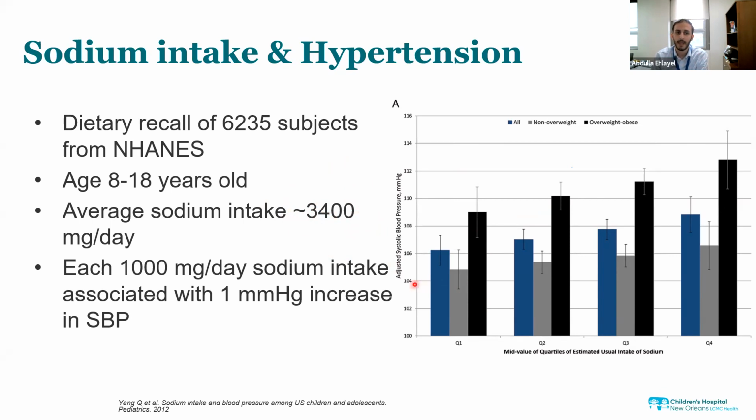And in this group, you can see on the x-axis, this is the usual intake of sodium. So the more you go to the right, the higher sodium intake, and this is their systolic blood pressure. And you can see that the blood pressure increases as the sodium intake increases. It's even more dramatic if you compare non-overweight to the obese and overweight children. They tend to have significantly higher blood pressure. With this study, they found that every time you reduce the sodium intake by 1,000 milligrams per day, systolic blood pressure decreases by 1 millimeter. So it also impacts your systolic and diastolic blood pressure. So it's important to think about that.